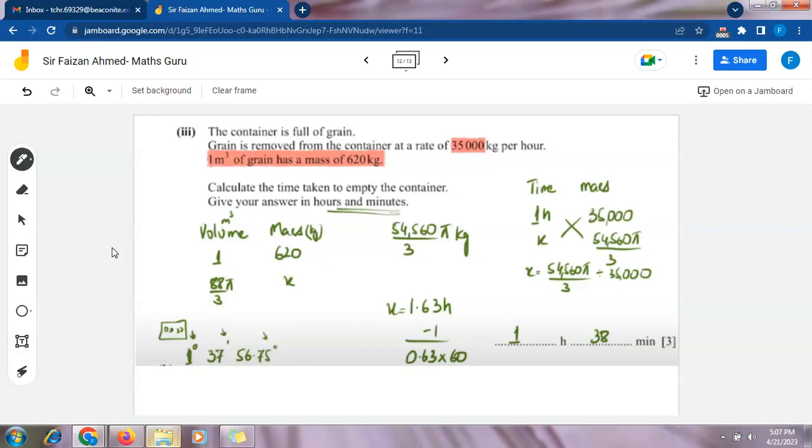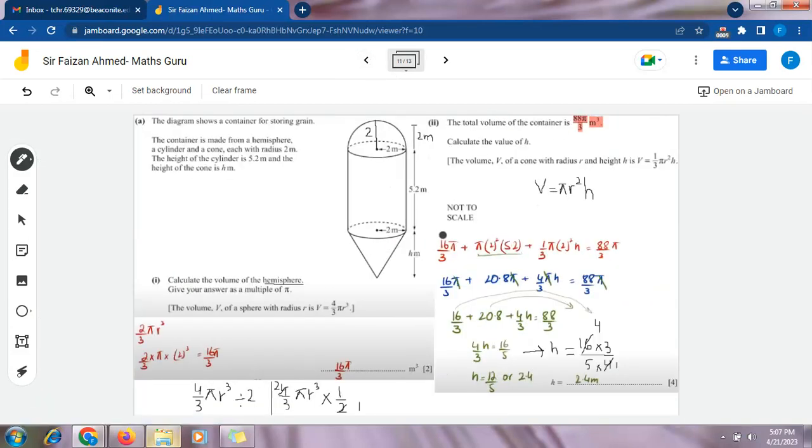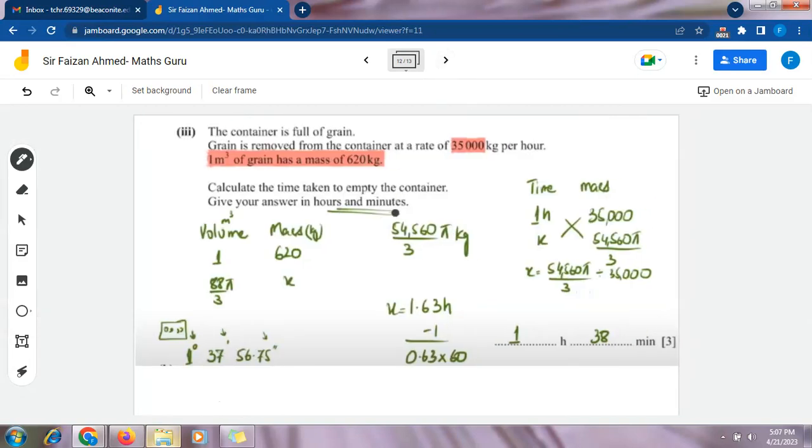This is the third part of the same question, which we solved in the previous video, in which we calculated the volume of the hemisphere in the first part, and in the second part, we found the height of the cone. So, third part, let's see what the third part says.